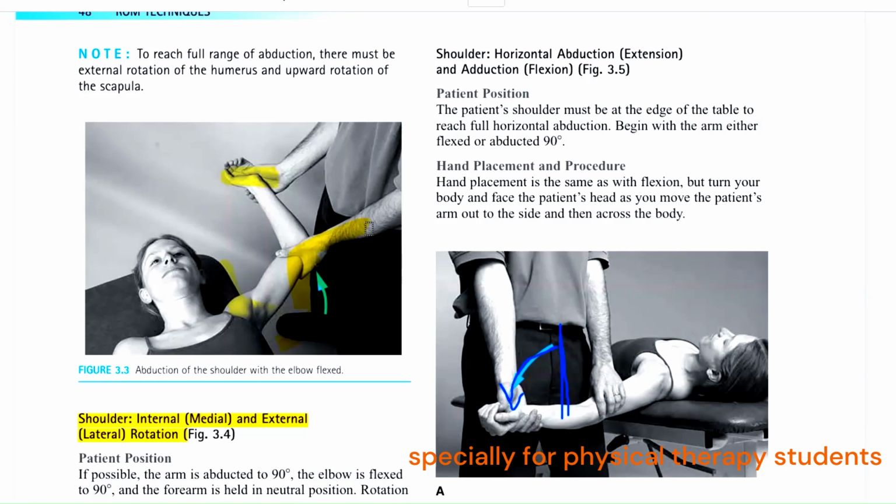To reach the full range of abduction, there must be slight external rotation of the humerus as well as upward rotation of the scapula, because both support shoulder abduction. The muscles performing the abduction are also involved in the external rotation and upward rotation of the scapula, so these are the supporting movements.